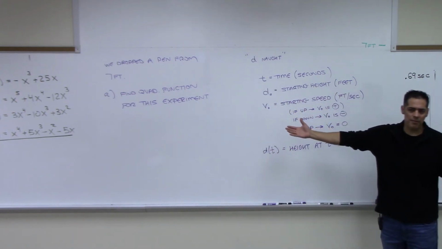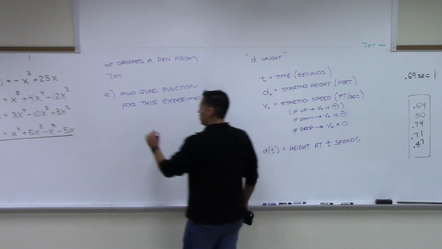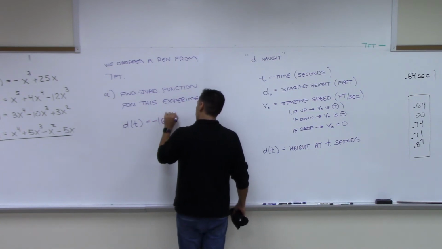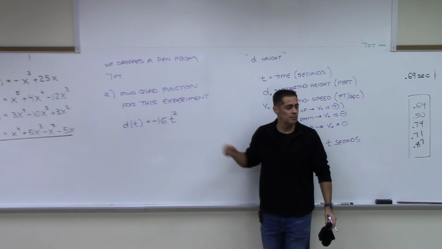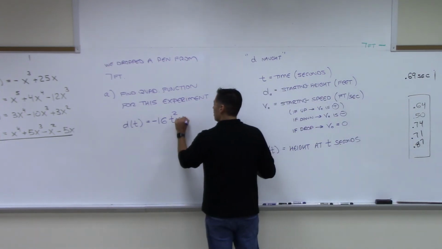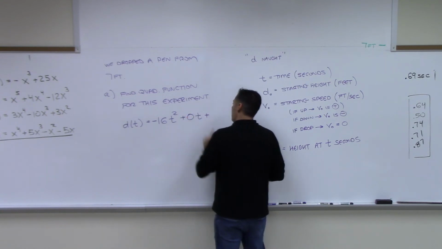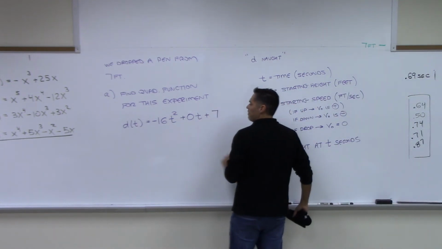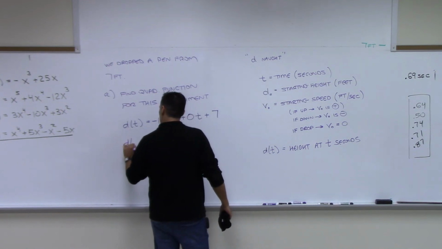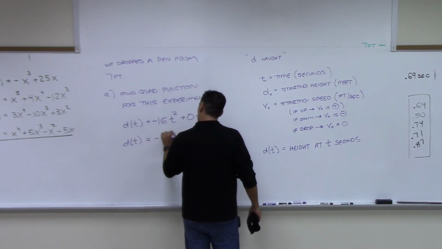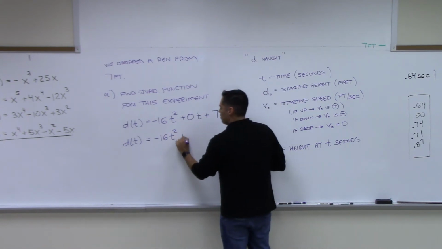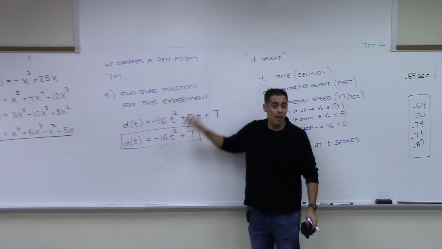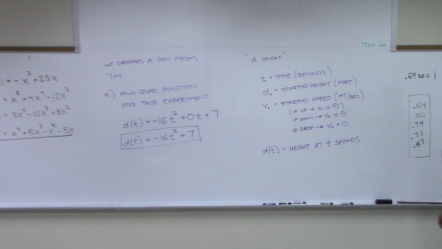Now I erased the master formula, but hopefully you have it written down. So for us, here's the answer: d of t equals negative 16 t squared. What was our v naught? 0, because we just dropped it. So it would be plus 0t plus, now what was our d naught? What was our starting height measured in feet? 7, right? So 7 feet. We don't need to put the 0t because it's gone. It's just this. This right here is the quadratic function that models what we just did. Y'all with me?